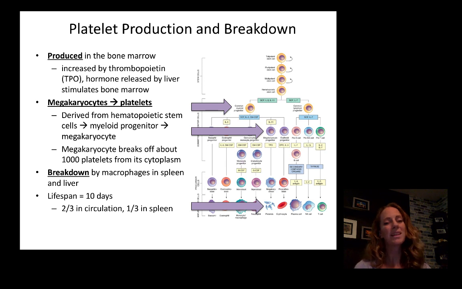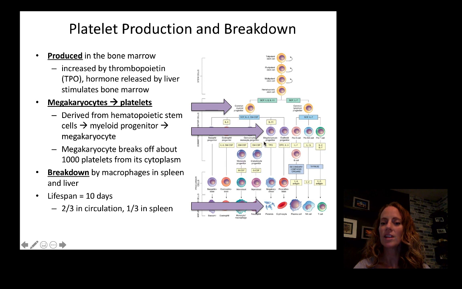All right, on to platelets. So we're going to talk about production and breakdown as well for platelets. Platelets again are produced in the bone marrow from hematopoietic stem cells. I'm pointing here so you can find them in the pathway. They come from myeloid progenitor cells, which give rise to these huge cells called megakaryocytes. One megakaryocyte breaks off about 1,000 platelets from its cytoplasm.